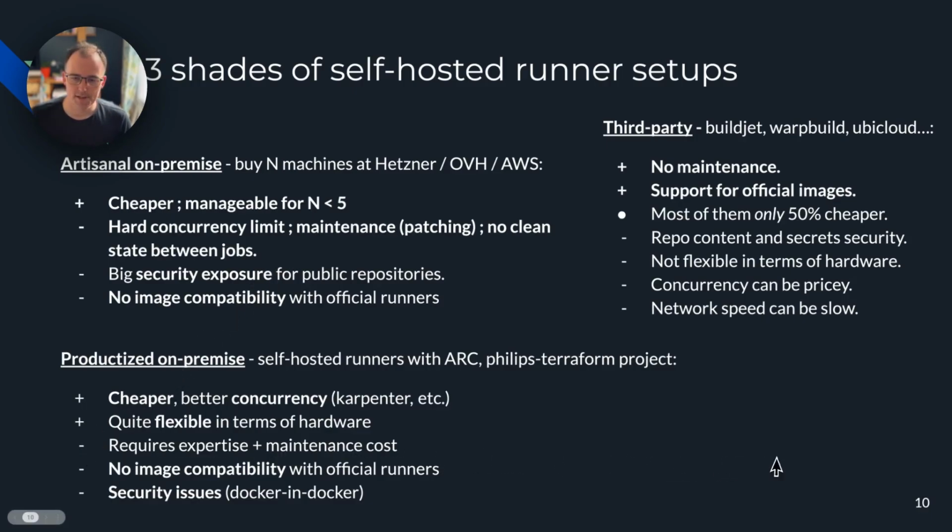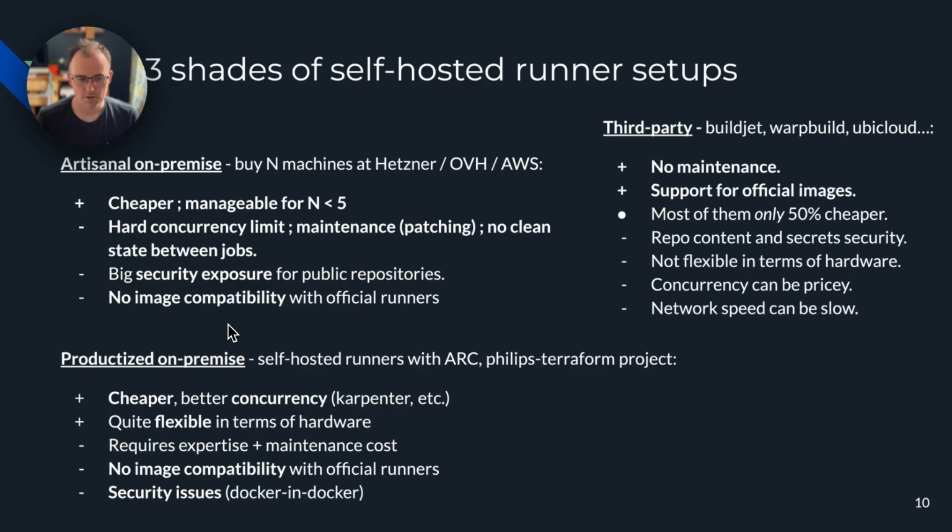So the second level here is what I call the productized on-premise. So it's basically the same concept, self-hosted runners, but with a lot more software around. So this is things like the Action Runner Controller or the Philips Terraform project. And here you can still benefit from cheaper machines, obviously, and better concurrency, because most often the orchestrator can launch VMs on demand or auto-scale the cluster to ensure you have enough runners for your workflows.